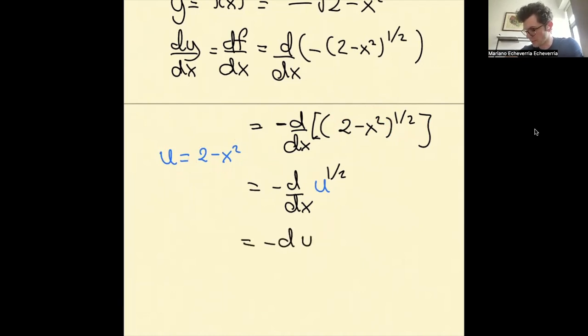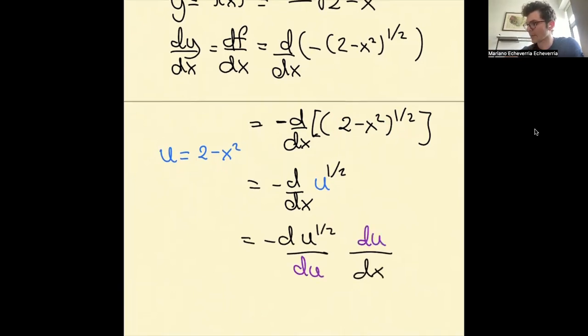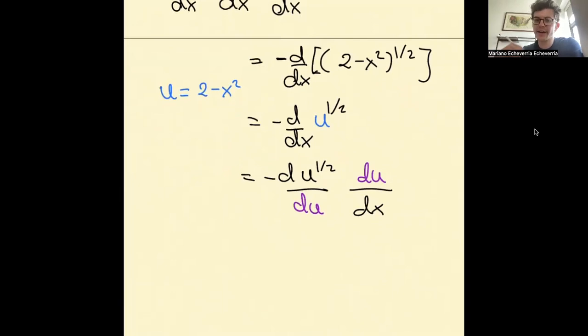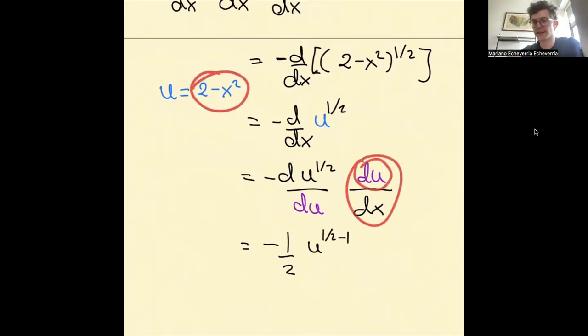And then when you do that, you can do the trick of multiplying and dividing by du. Let me put a different color here. The point is that each of these should be easy to compute on its own, because the first one is really just like what we have been saying, this 1/2 comes down, and then the power of u gets decreased by 1. And then what's the derivative of u with respect to x? That's just minus 2x.